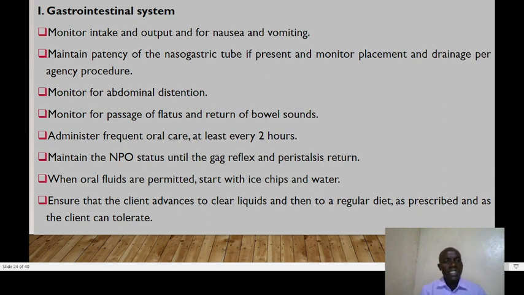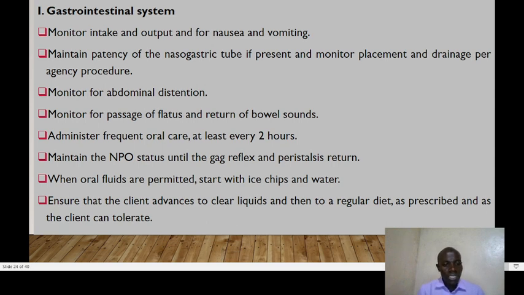You maintain patency of the nasogastric tube if present, and monitor for the placement and drainage per the facility's policy. You also monitor for abdominal distension, monitor for passage of flatus or return of bowel sounds, and administer frequent oral care at least every 2 hours. You also need to maintain the NPO status until the gag reflex and peristalsis return. Also, when oral fluids are permitted, you start with ice chips and then water.